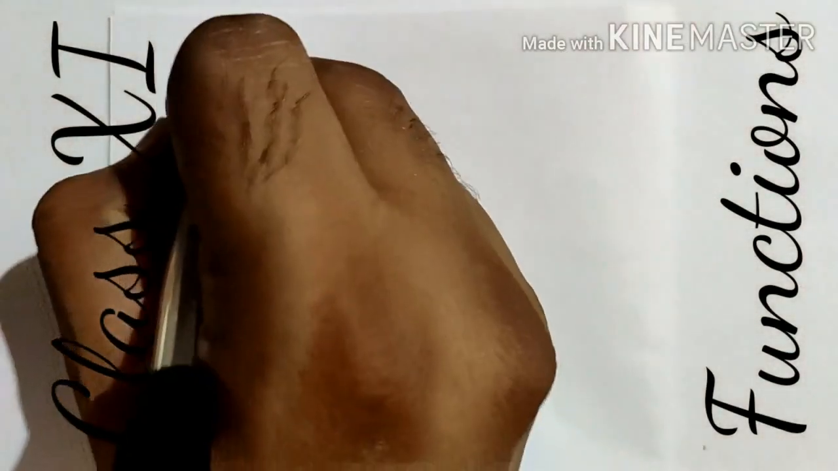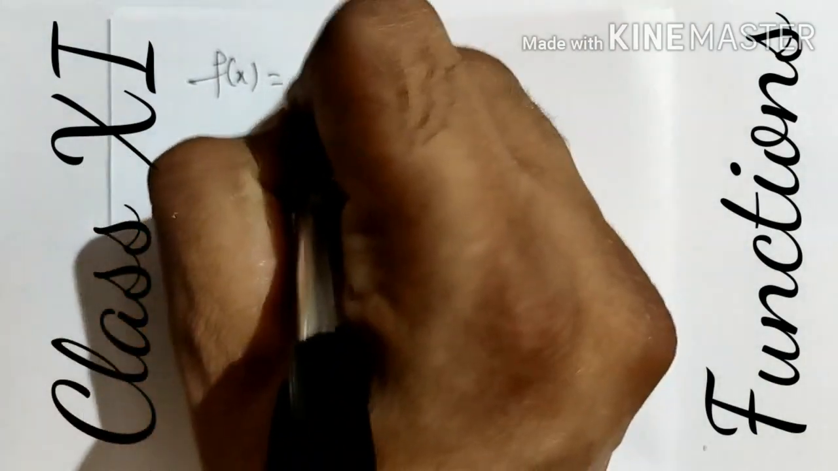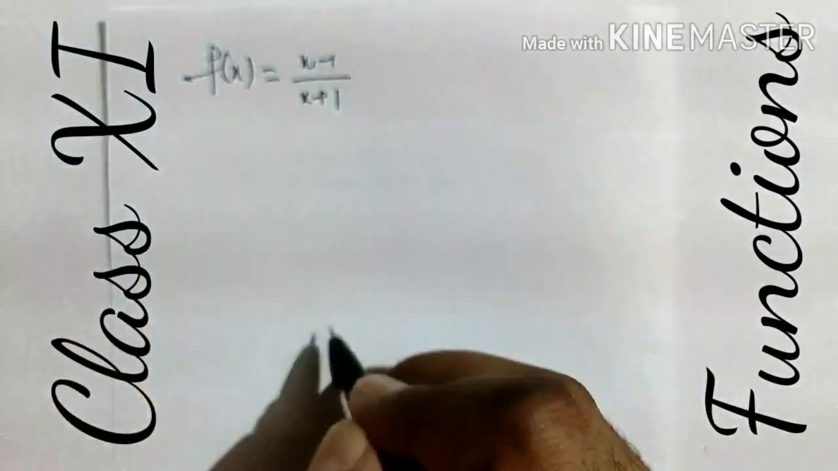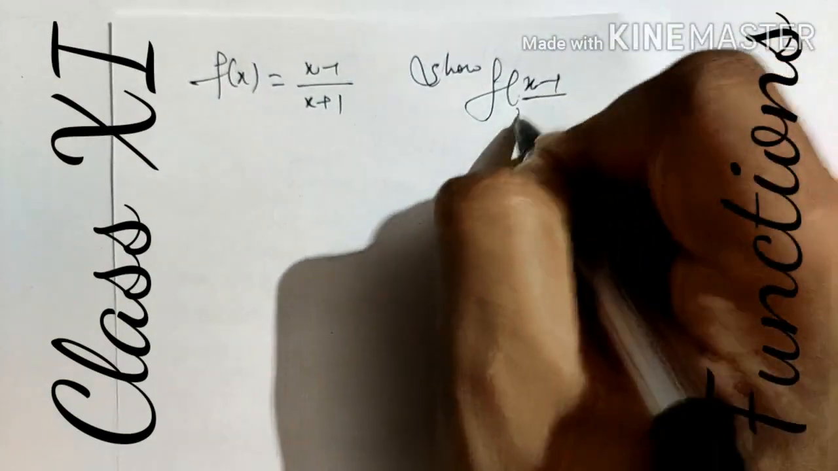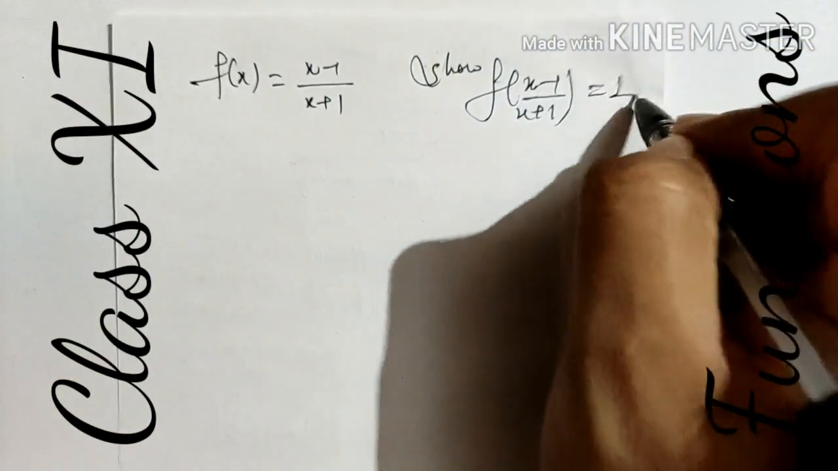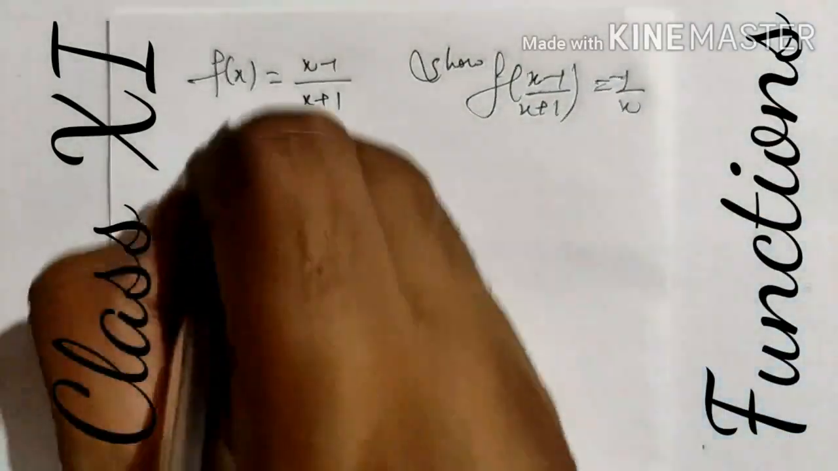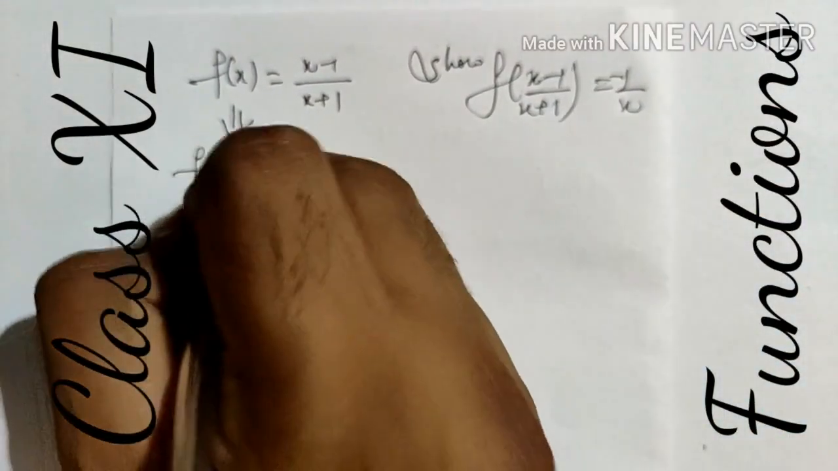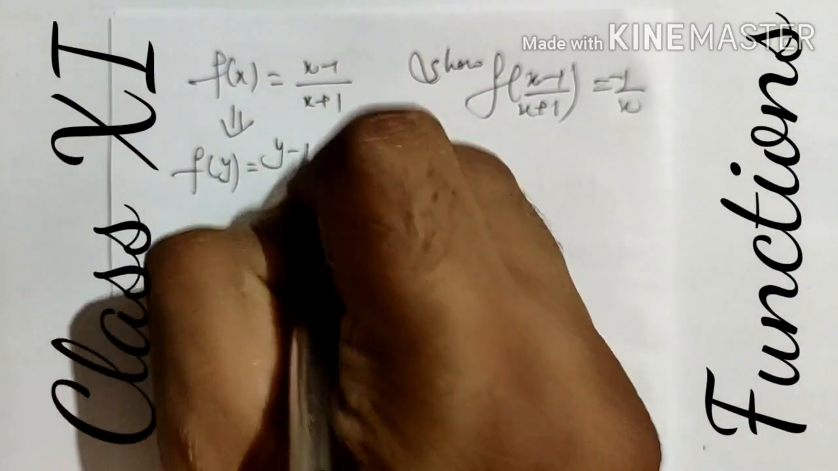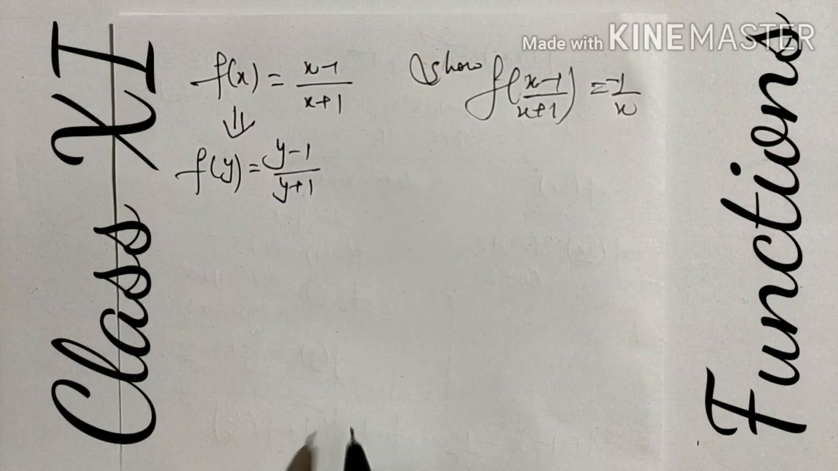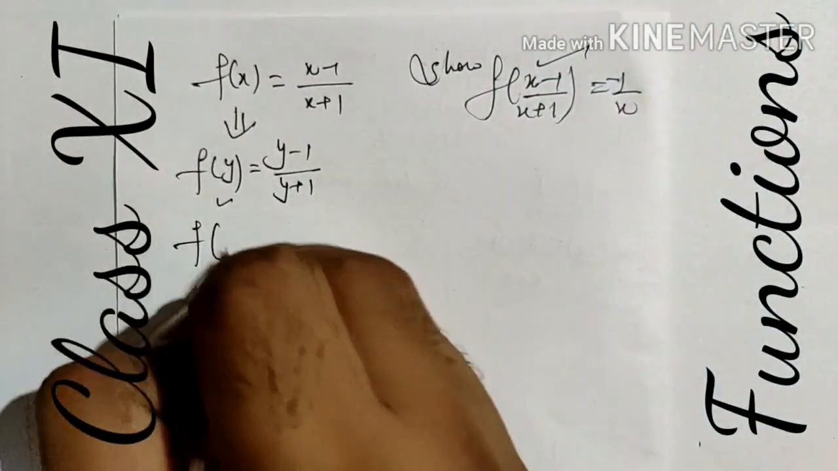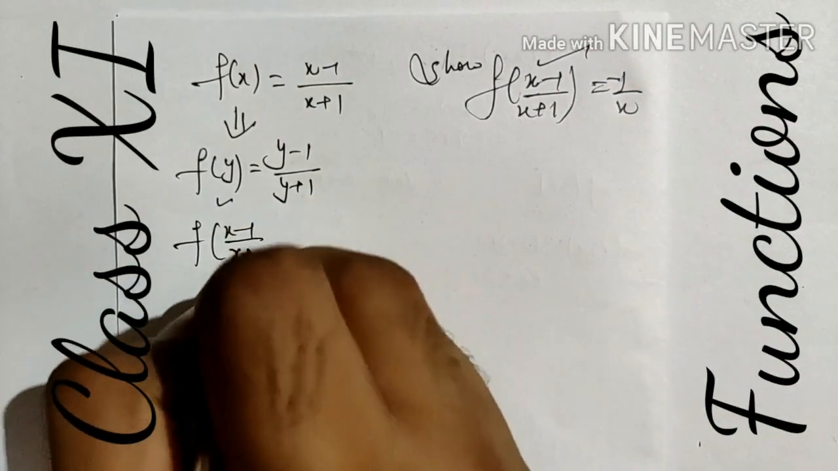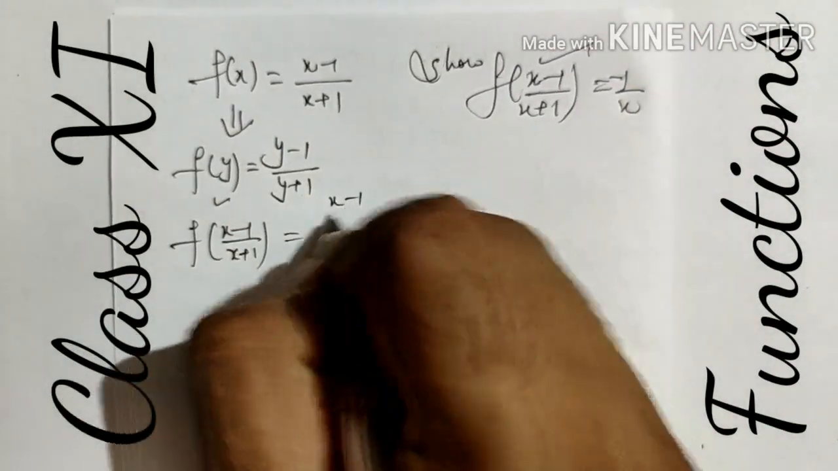Next we are taking here, the value of f of x is given by x minus 1 upon x plus 1. We have to show here that f of (x minus 1 upon x plus 1) is equal to minus 1 by x. First of all, we are going to change it into another variable, say y, to remove the confusion here. Now what we have to do, y is replaced by this one. So y is replaced by this value. The numerator becomes this much.